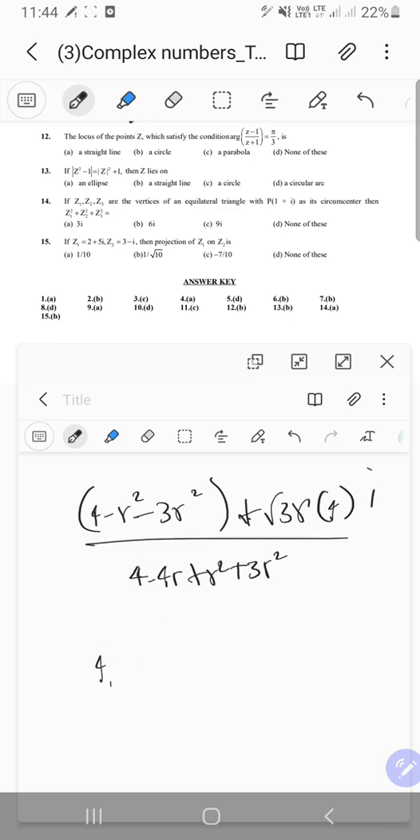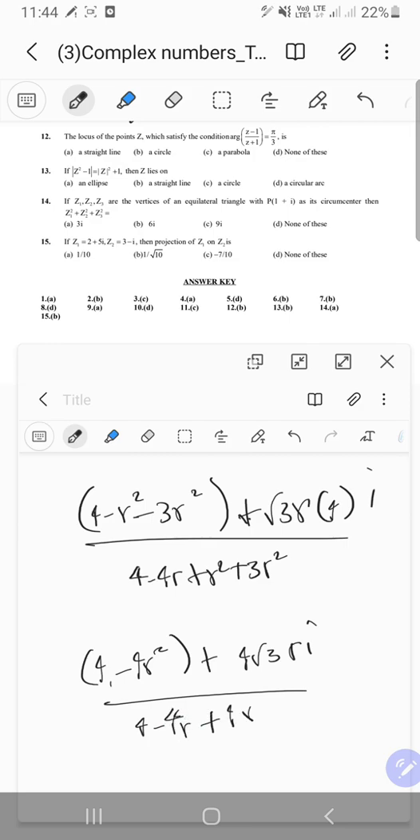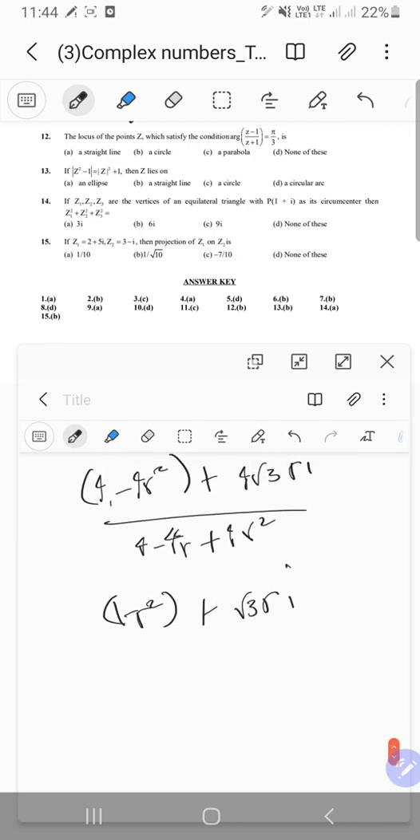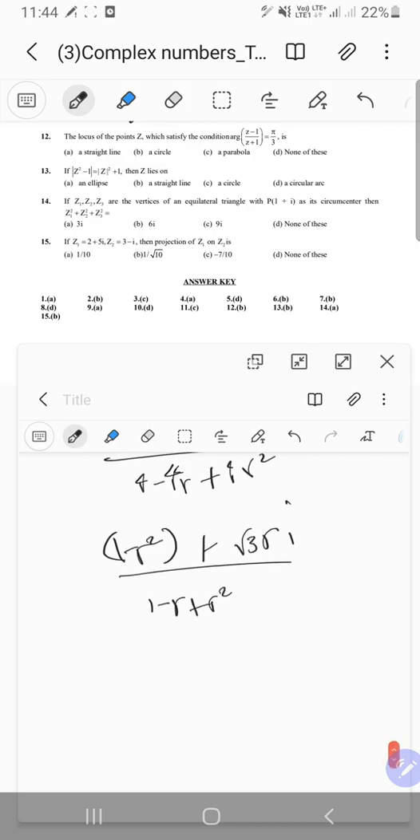First of all, simplify this: 4 minus 4r squared plus 4 square root 3r iota upon 4 minus 4r plus 4r squared. Okay, that's nice, it's simplifiable. So 1 minus r squared plus square root of 3r iota upon 1 minus r plus r squared. Alright, it's weird. So now what?